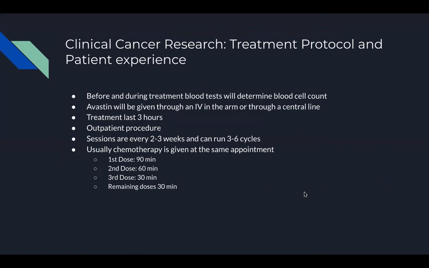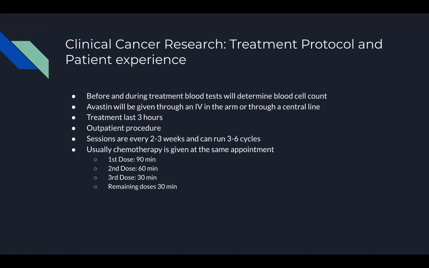Treatment protocol and patient experience. Before treatment starts, a blood test will determine blood cell count. Avastin is given with a combination of chemotherapy drugs intravenously every 2 to 3 weeks. The most common side effects of Avastin include high blood pressure, nosebleeds, headaches, and skin rash. More serious side effects include abdominal pain and wounds not healing.